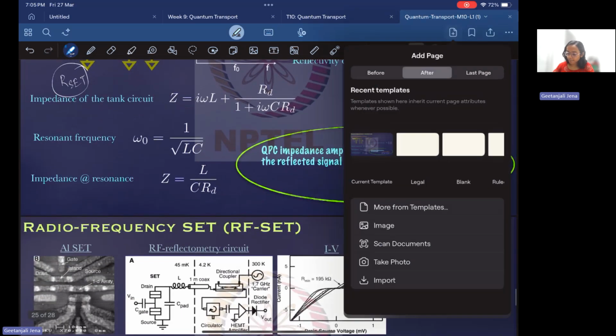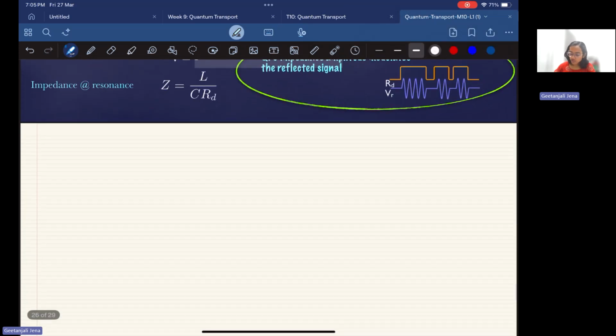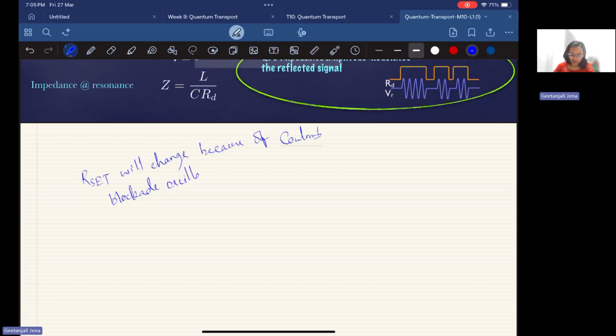So let me take a slide. Whenever there is a charging and discharging event, the RSET will now change because of this Coulomb blockade oscillation. And because of this change in RSET, what will happen? The impedance of the tank circuit will also change.